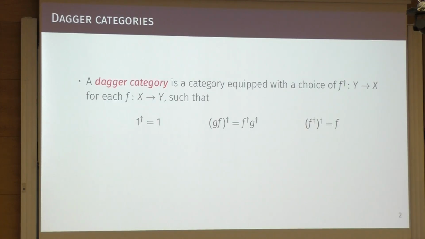I should also remind you what a dagger category is, although at this point this is probably the third time at this conference that you've seen the definition, so maybe it'll start sinking in. A dagger category is a category equipped with, for each morphism f from x to y, a choice of morphism f dagger from y to x, satisfying some axioms. The first two axioms make this dagger operation functorial in a contravariant sense, and the third axiom makes it involutive.